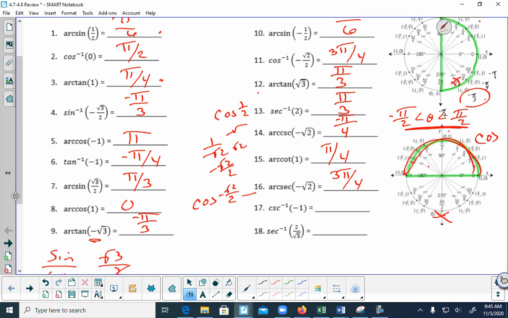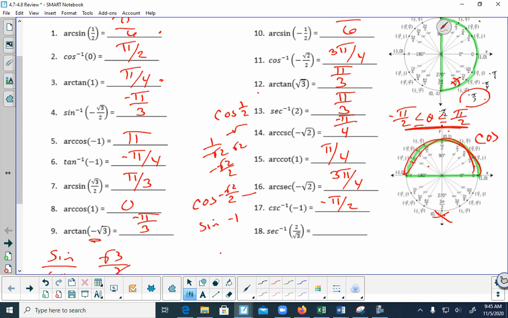Cosecant equal to negative 1. Cosecant is the reciprocal of sine, which means the sine is also equal to negative 1, and that's going to happen at negative pi over 2. And then remember, not 3 pi over 2, it has to be between negative pi over 2 and pi over 2. I should put equal signs there.